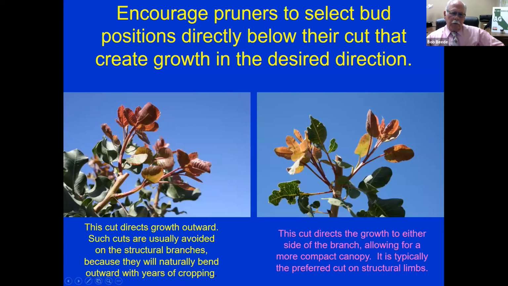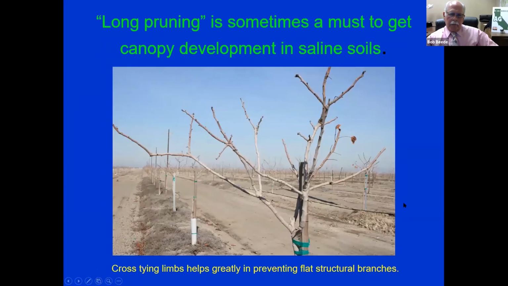Also, I've mentioned to you about positioning these tipping cuts so that you avoid this radius type of cut. Instead, you want it to look like this to properly fill the canopy. And there are times when you have to long prune trees, even though they look ugly, and maybe perform more tying because you have saline conditions, and the harder you prune this tree, the smaller the tree is, and you never get into production.